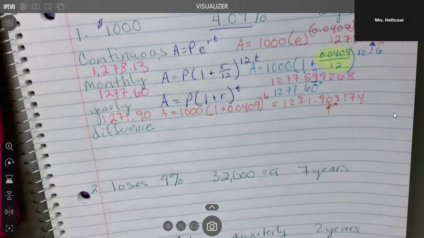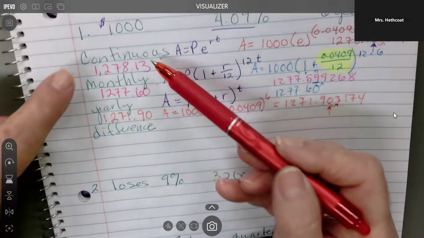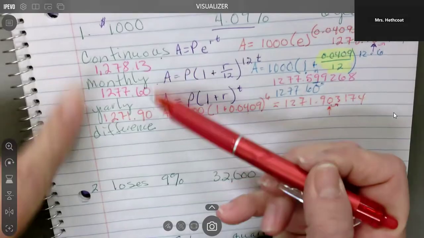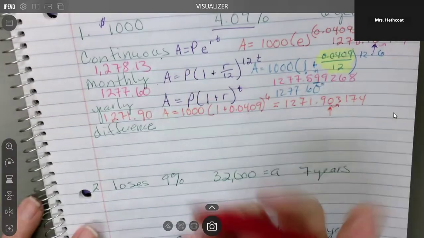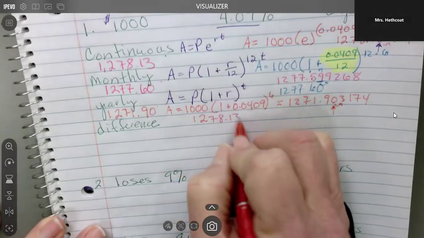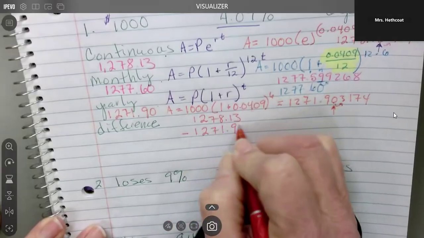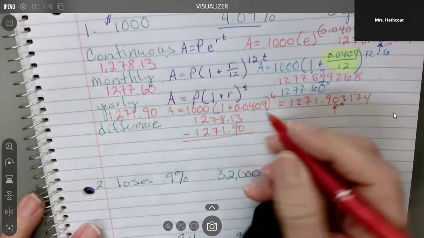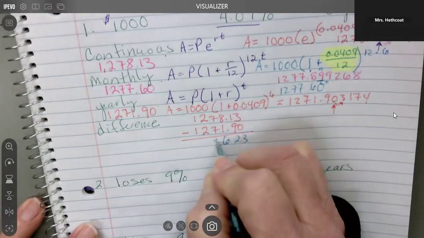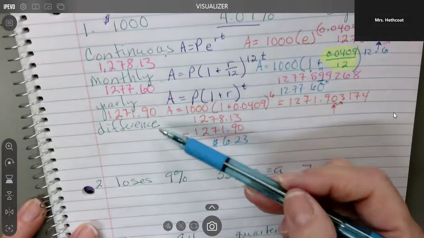So your main question is, what is the difference, though, between saving continuously, being compounded continuously or being compounded yearly? So we're going to go 1,278.13 minus 1,271.90, subtract those, and I believe you get $6.23, which is the difference between doing it continuously or yearly.